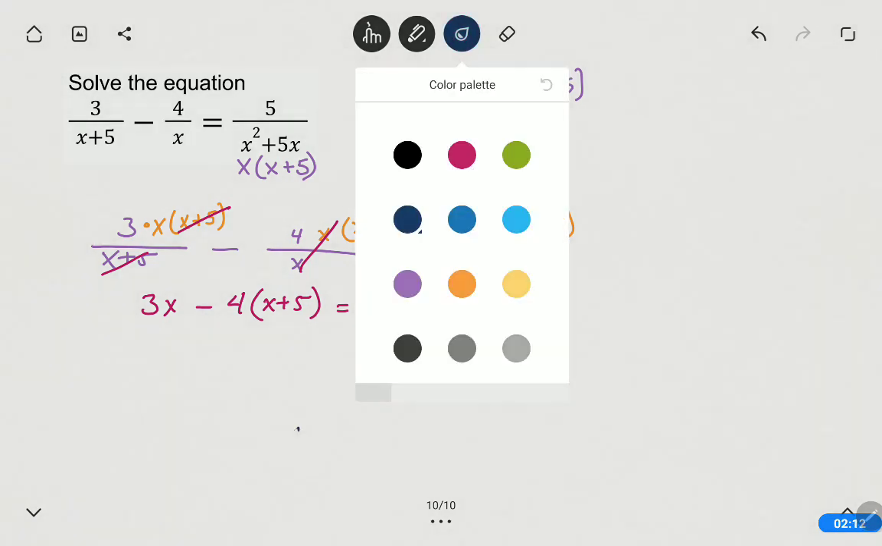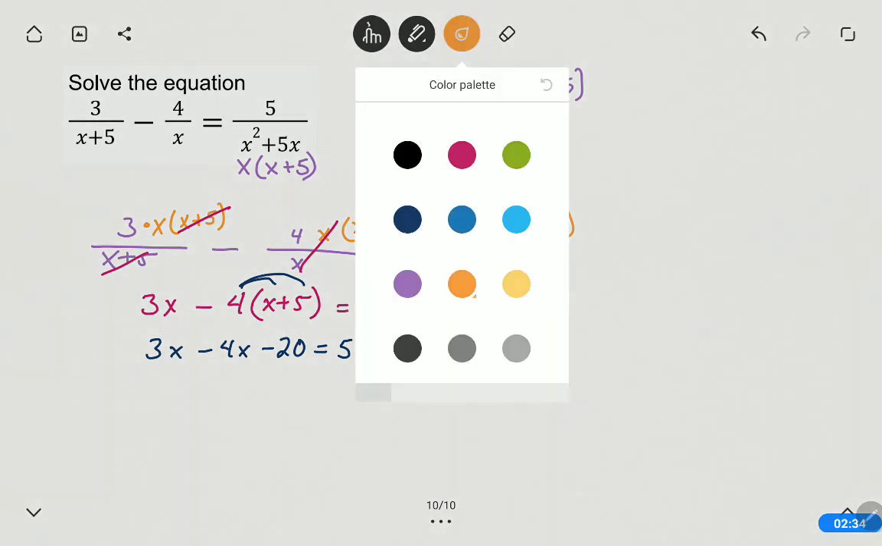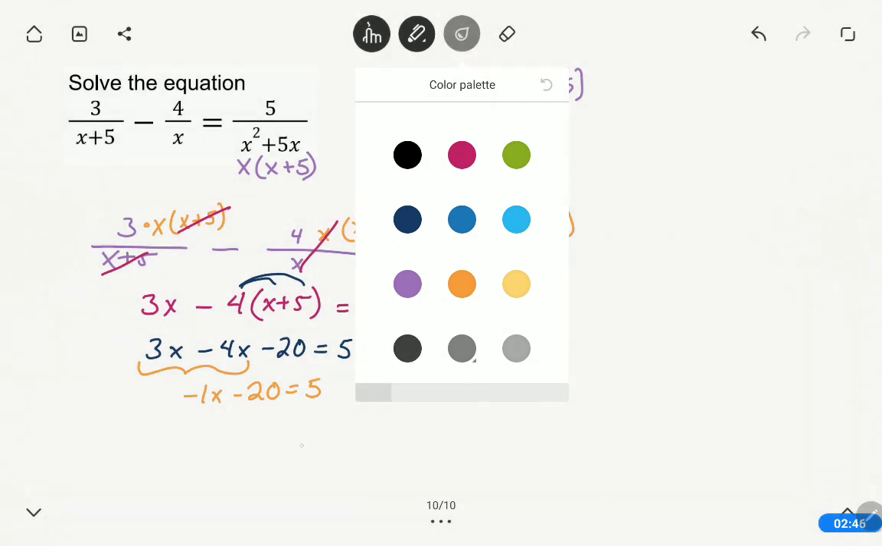To finish this process, we need to solve whatever equation we get here. In order to tell the exact process I need to solve, I need to distribute my negative 4 through. So it's going to be 3x minus 4x minus 20 equals 5. This is a linear equation. There is no quadratic. So now that I know what type of equation it is, I can solve it like a linear. Then you combine like terms. I'll have negative 1x minus 20 equals 5. Then it's just a two-step equation from here.